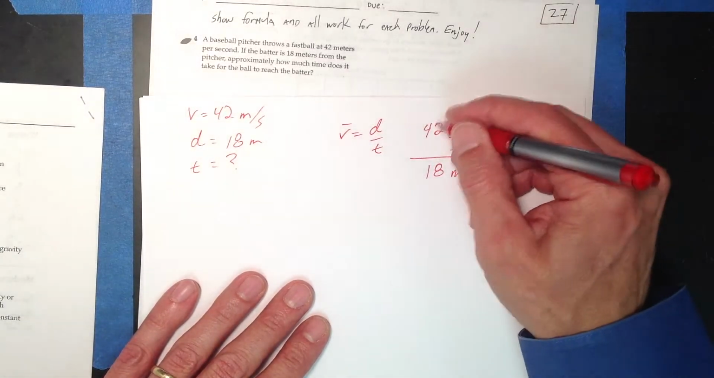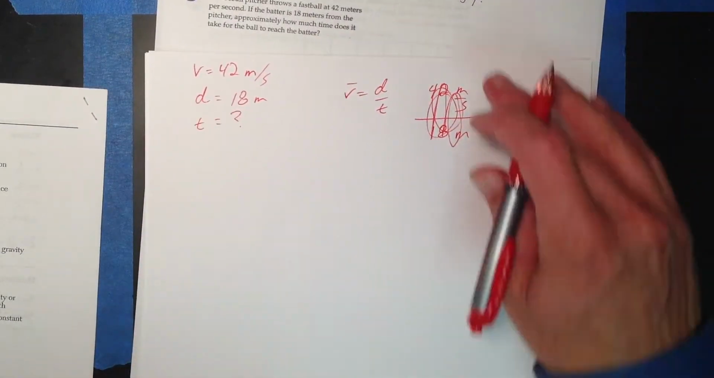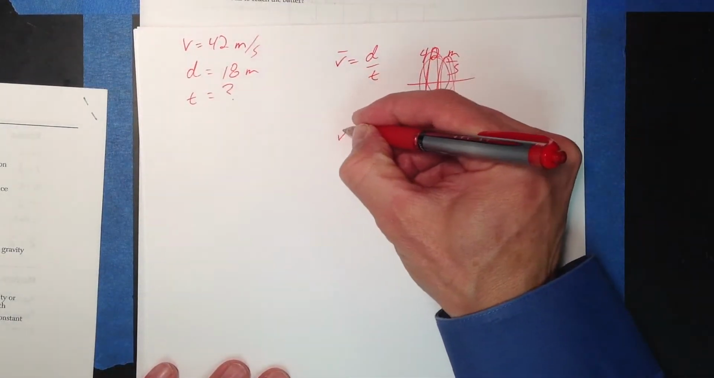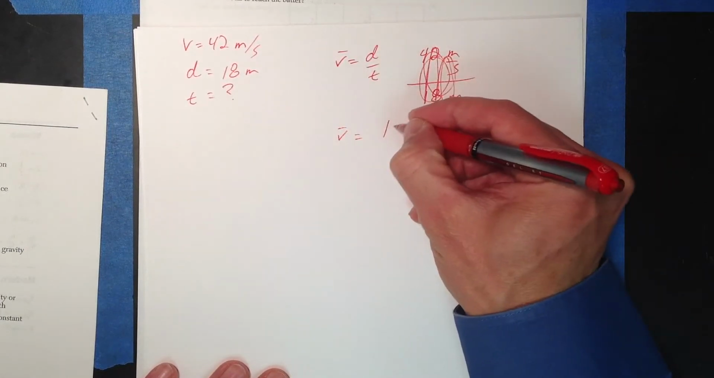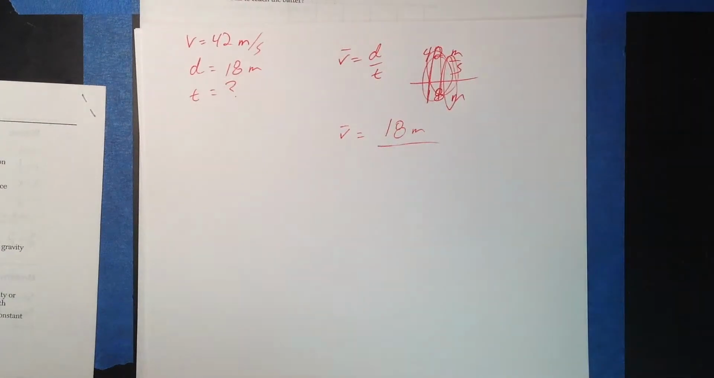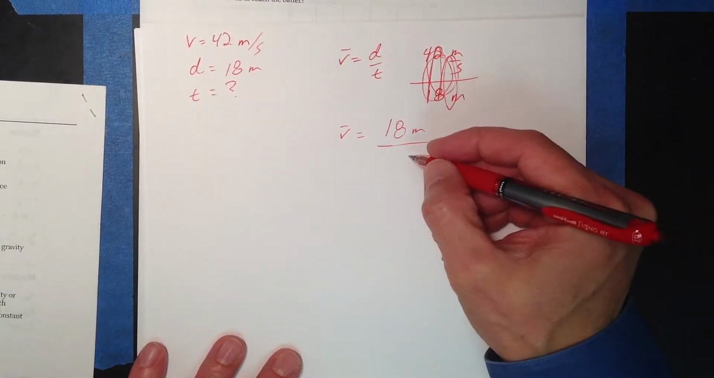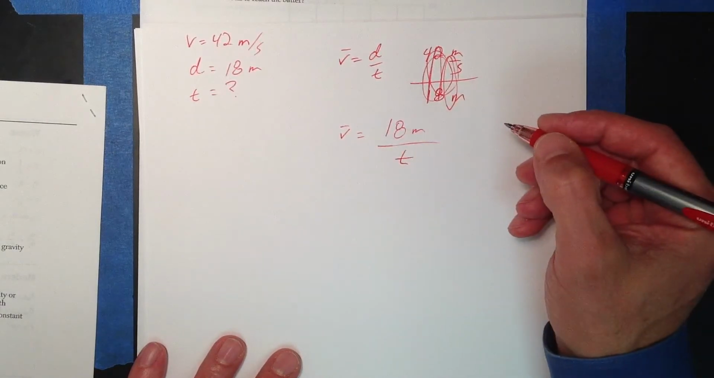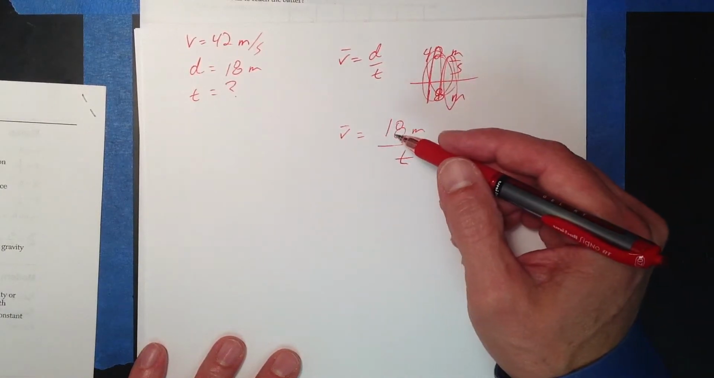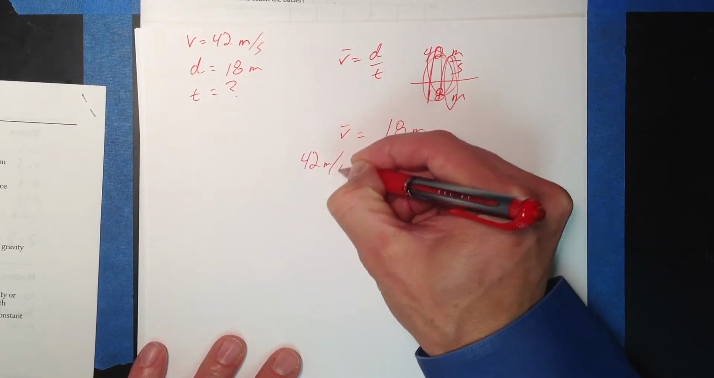Oh, you know what? I got that wrong. See, I made a mistake. I'm trying to go quickly here, and it hurts me. So be careful, I'm showing that these mistakes happen. It's the other way around. 18 meters on top is the distance, and the time is here, and the velocity is 42 meters per second.